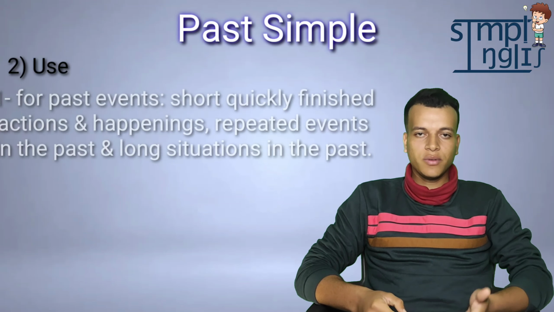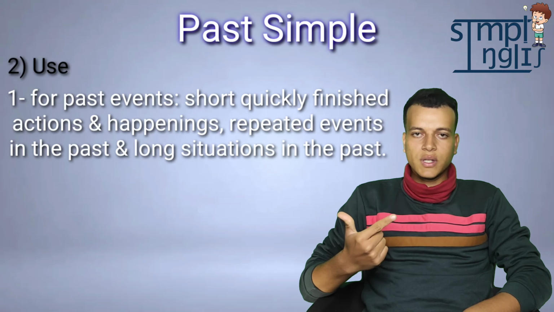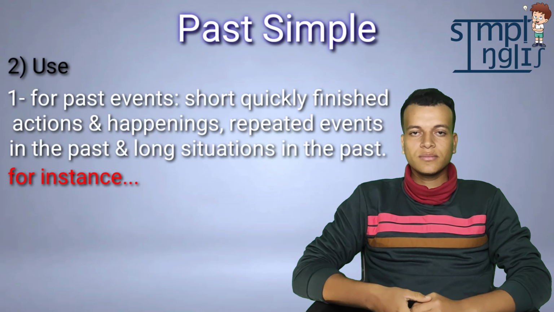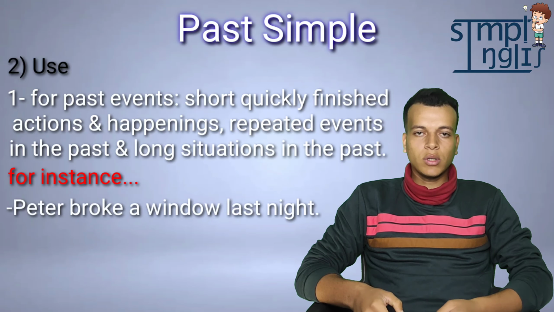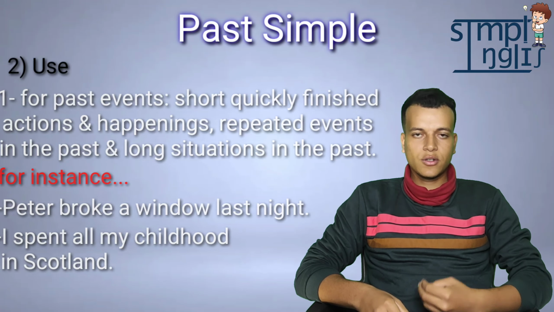With regard to the use, the past simple is used for past events: short, quickly finished actions or happenings, repeated events in the past, and long situations in the past. For instance, Peter broke a window last night. I spent all my childhood in Scotland.